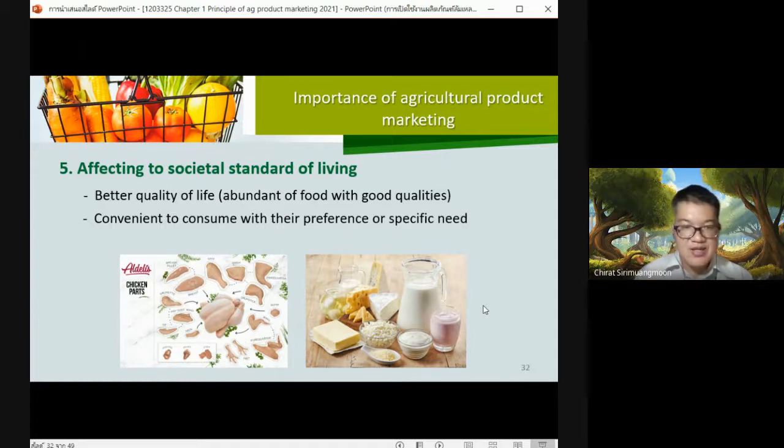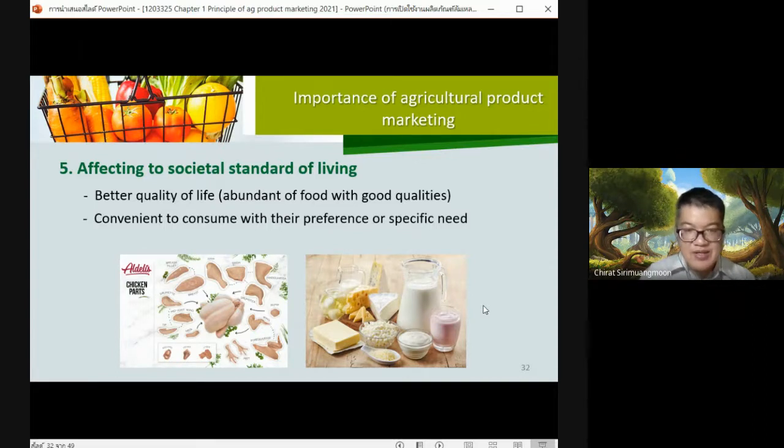Also, it's very convenient because you can have chicken meat from the supermarket or the convenience store, or you can have different varieties of flavors, different varieties of products. Or think about now, you can have products specifically for some target groups, like older people, or people who have diabetes or specific diseases. So this is how agricultural products marketing affects Thai consumers and the Thai economy.